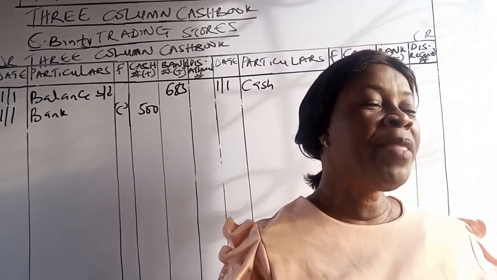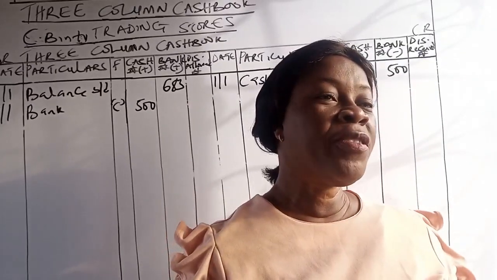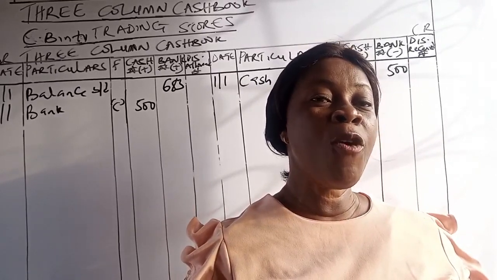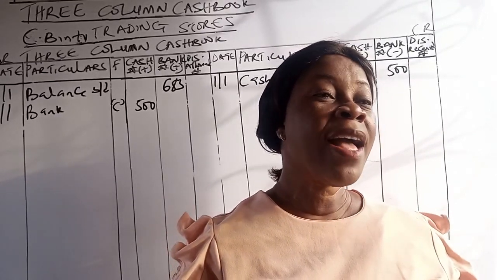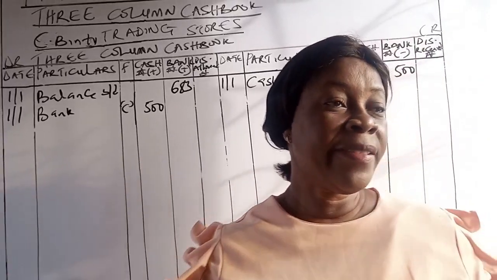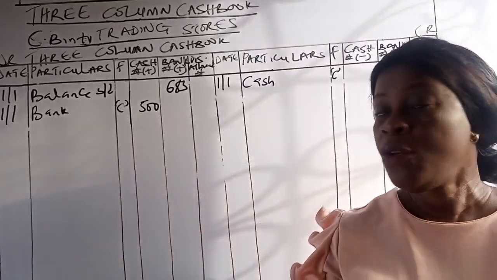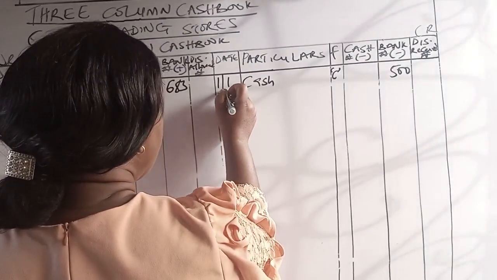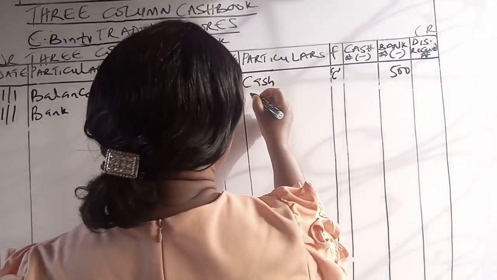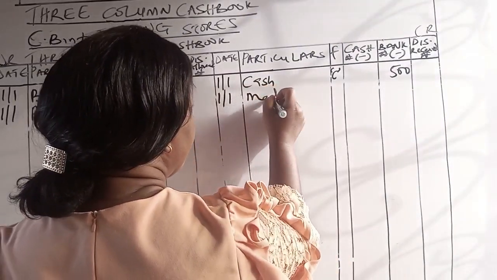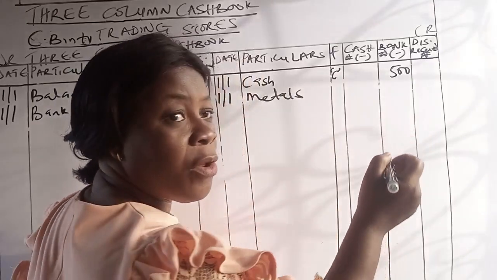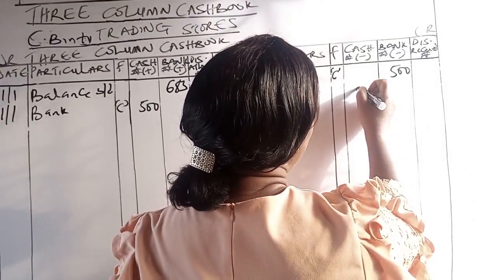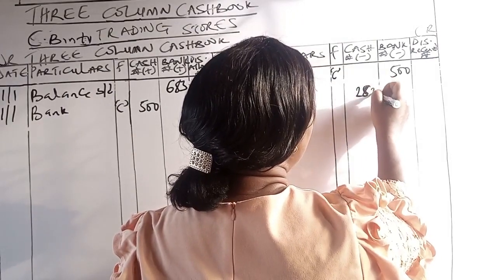Now on the same day, the organization bought 14 meters for 282 naira cash. So since it's an outflow of cash, it will be recorded on the credit side. So what did they buy? Metals. On which basis? Cash basis. At how much? 282 naira.